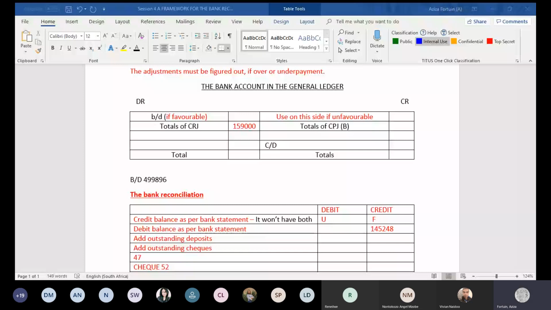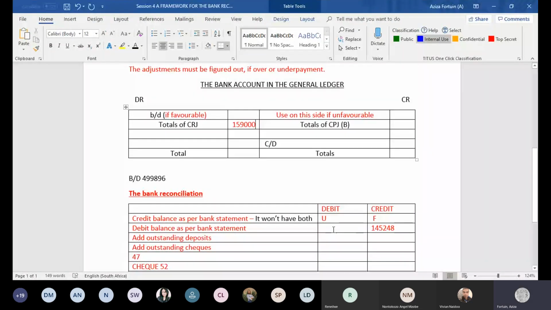Okay, next. Now I'm looking at our cash payments journal, and I see that one transaction that's not reflecting is the 3,000 rand for insurance, not reflecting on our bank statement. An outstanding item on our debit side, 3,300.